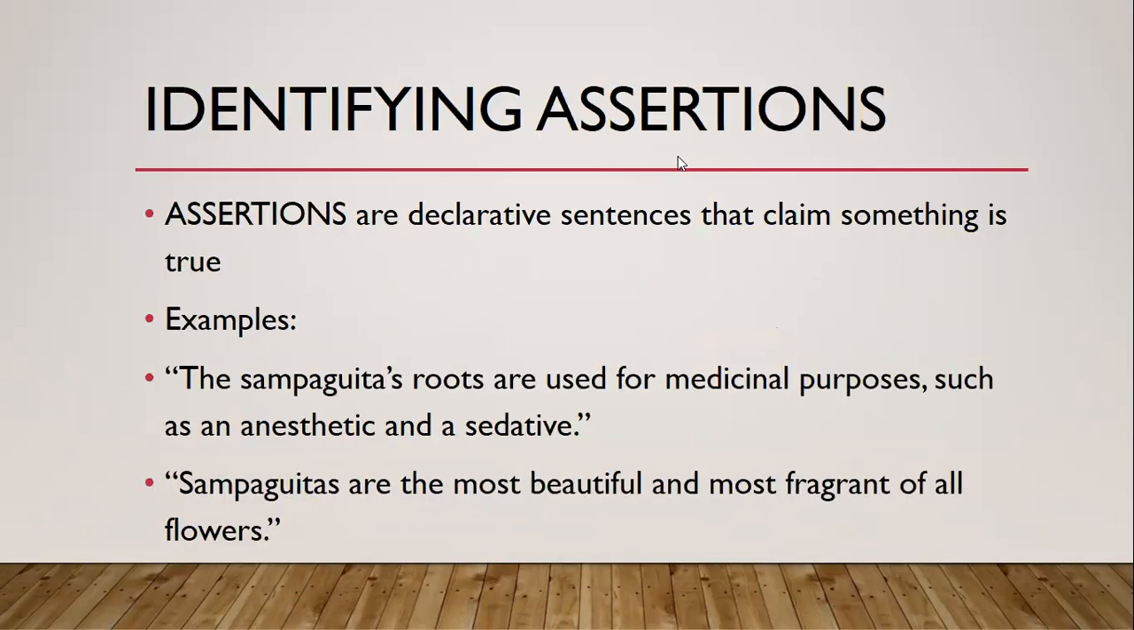Next is identifying assertions. First, let's define what assertions are. They are declarative sentences that claim that something is true. For example, the sampaguita's roots are used for medicinal purposes such as an anesthetic and a sedative. Sampaguitas are the most beautiful and fragrant of all flowers. So assertions are claiming that something is true. We will expound on that later.